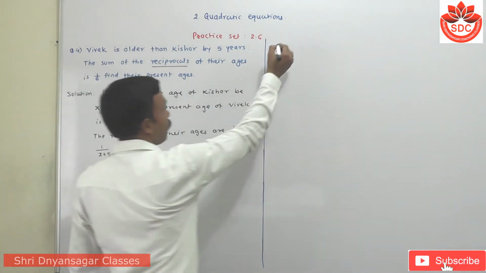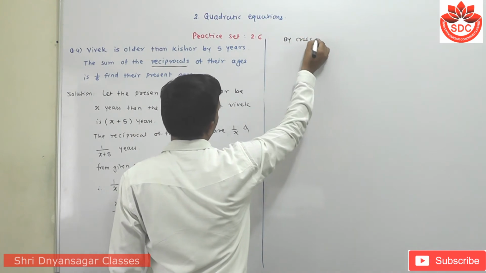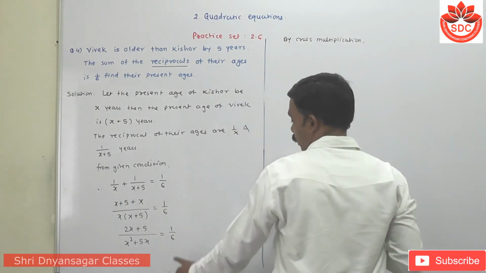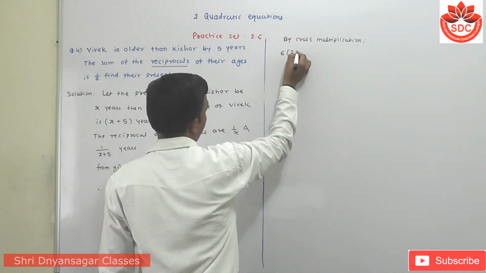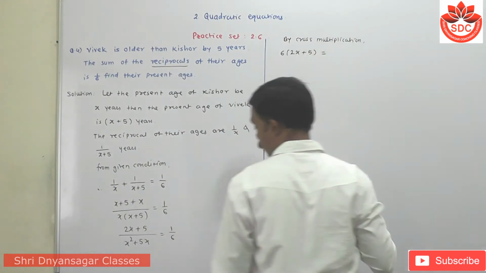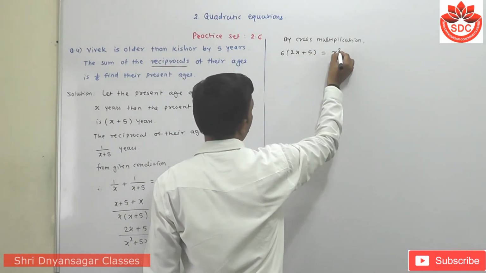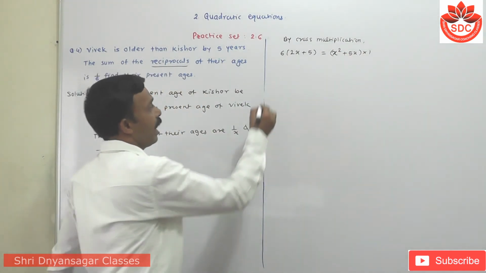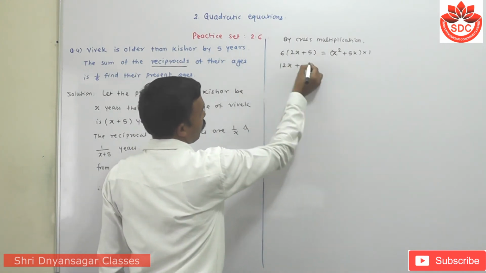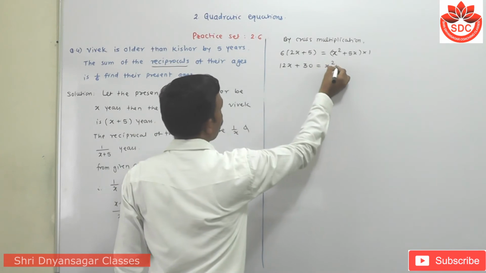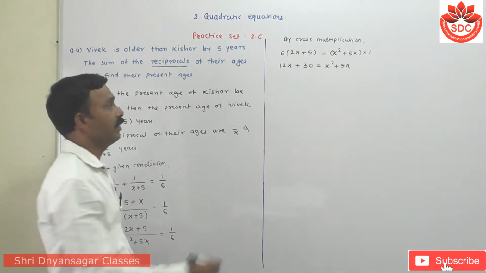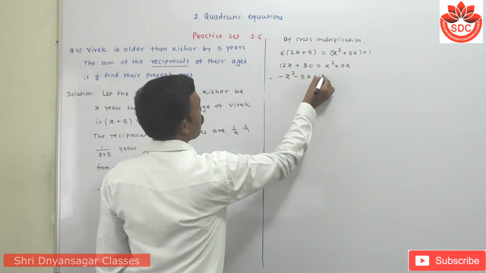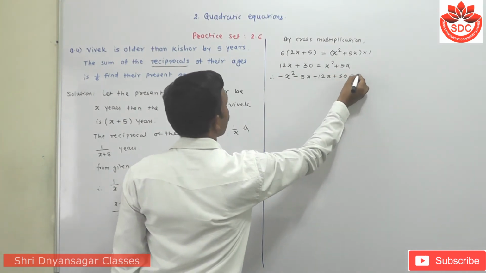Then by cross multiplication, we have to multiply this 6 to 2x plus 5 is equal to 1 into x square plus 5x. When we multiply this by 6, we get 12x plus 6 fives are 30 is equal to x square plus 5x. I have to transfer this value to this side. We get, therefore, minus x square minus 5x plus 12x plus 30 is equal to 0.